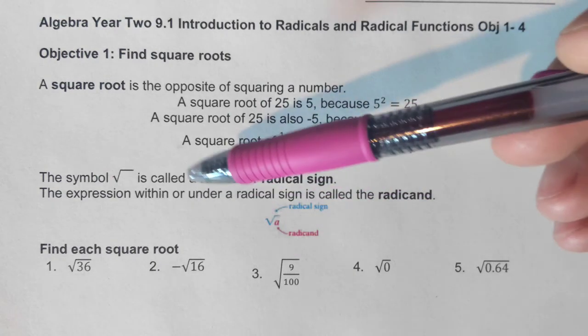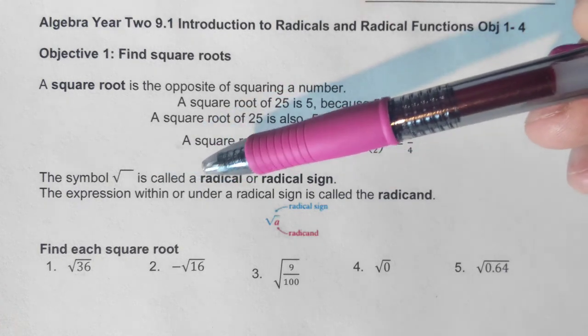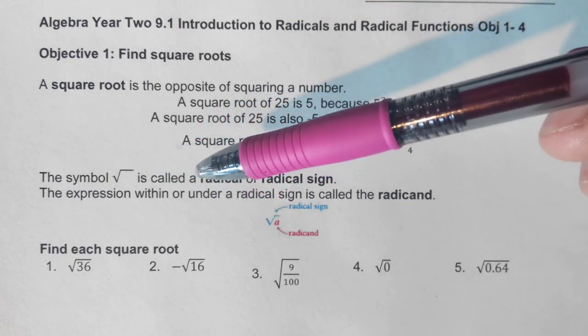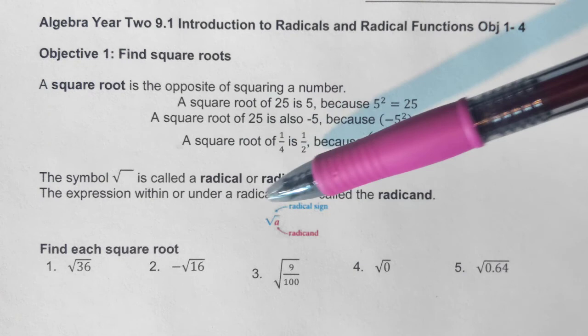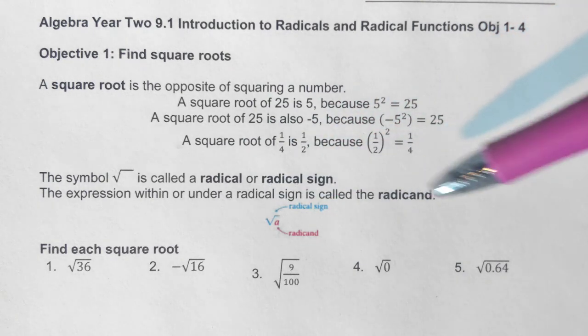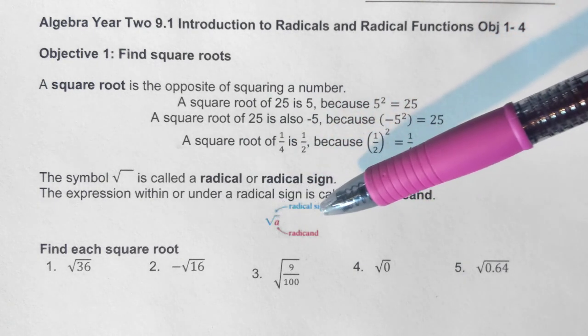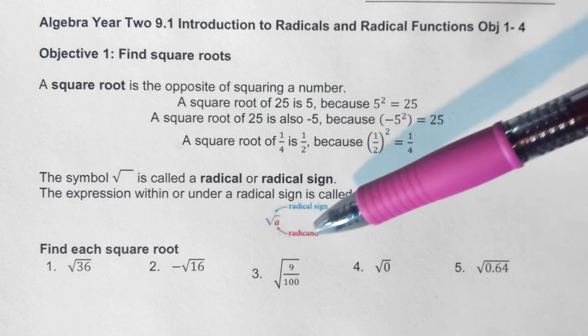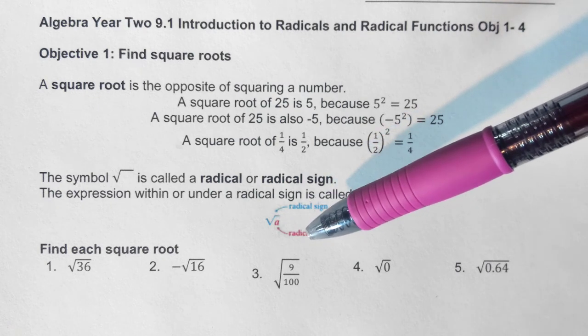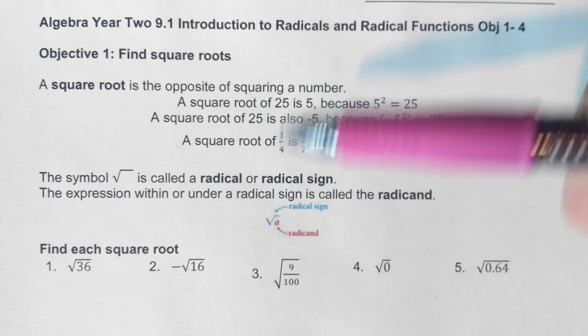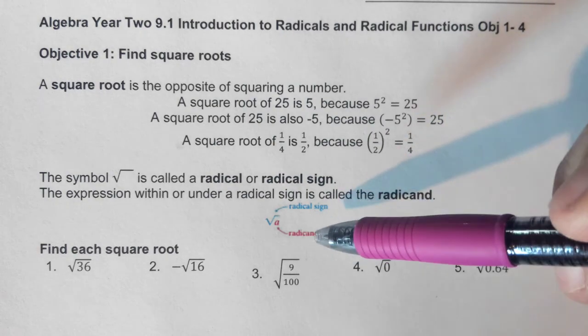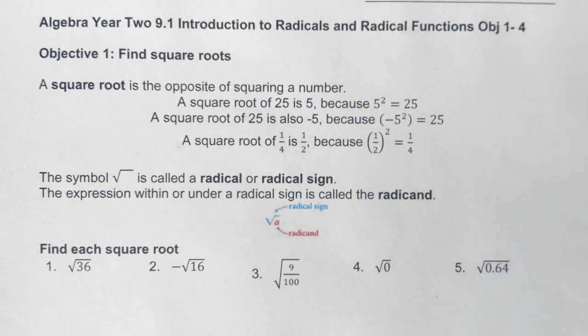So let's talk about those symbols. The square root symbol is called a radical or a radical sign, and the expression under the radical is called a radicand. So the blue is the radical, the pinkish red is the radicand. The number inside is the radicand. I remember that because it's got an N in it. It's inside. I don't know.